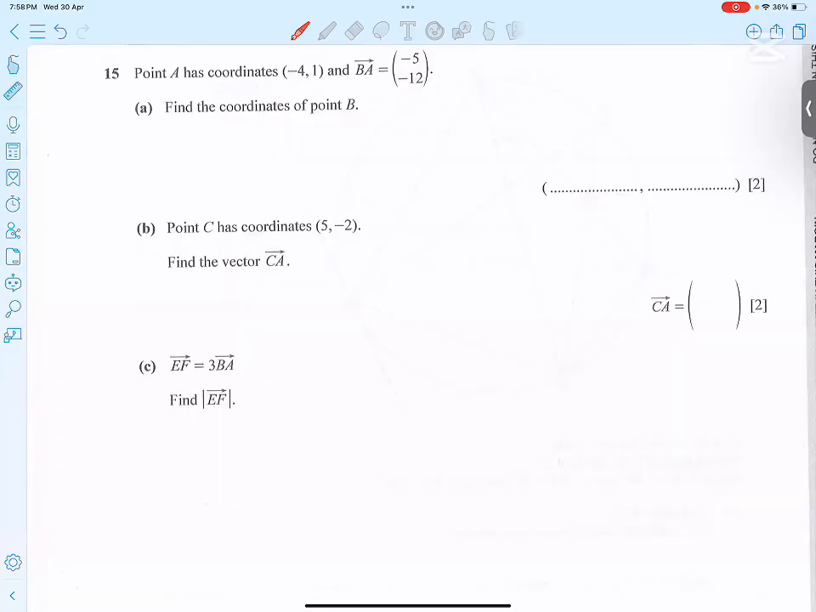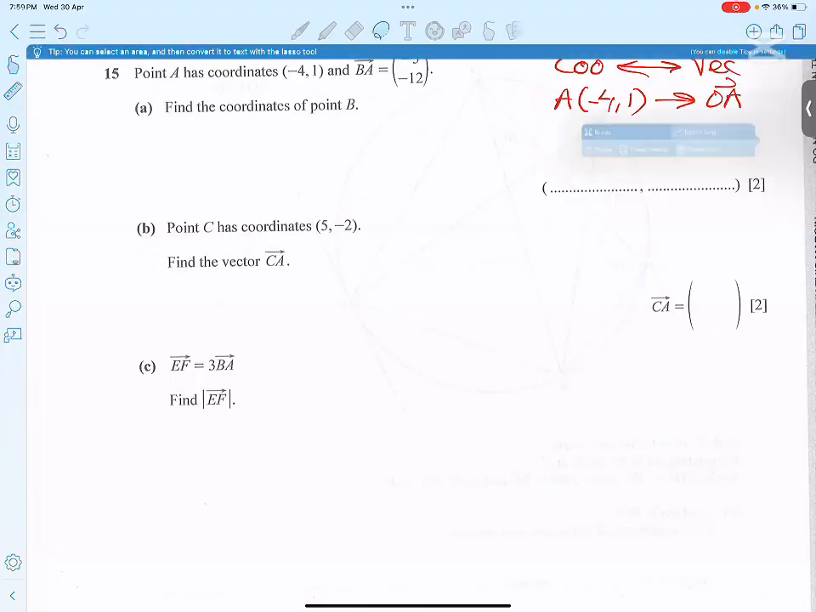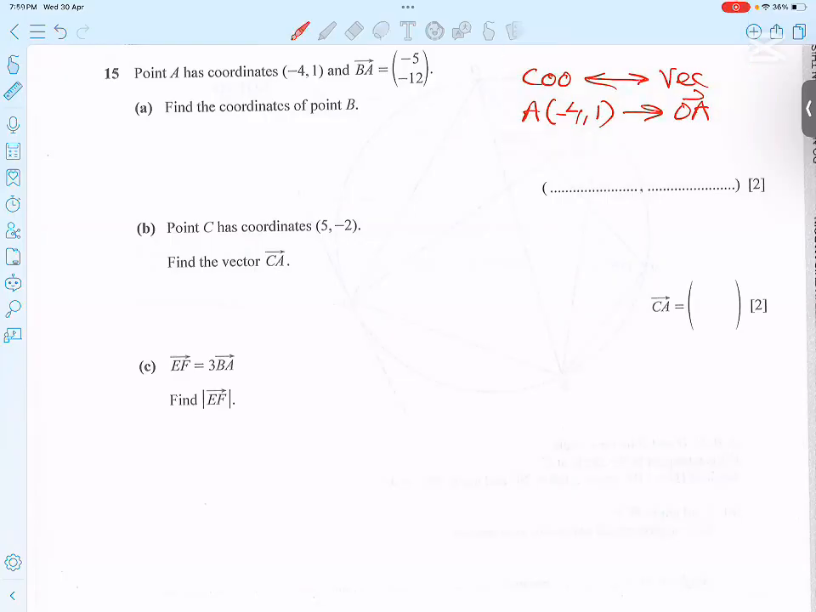So let's start, students. Do this one question. Coordinates are given here for A. And do you know how to convert, students, the coordinate system to the vector system and go back? So for example, this is A, we give -4, 1. If I want to convert to the vector system, just introduce O. So OA will give us simply -4 up, 1 down.